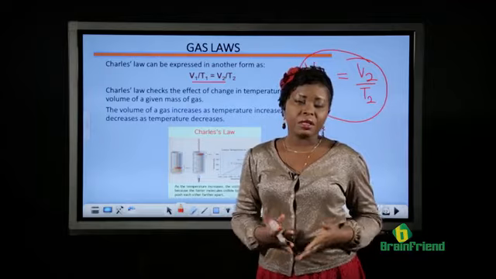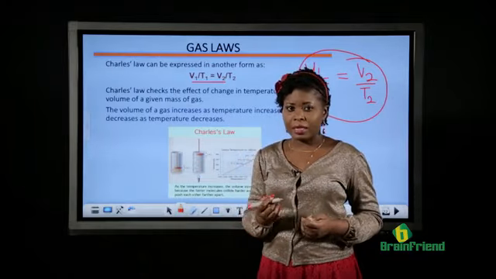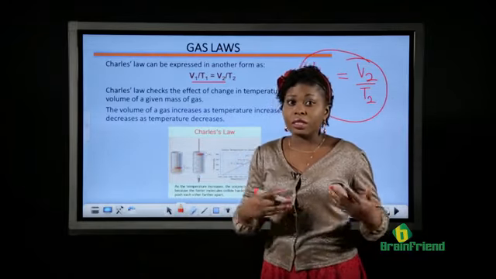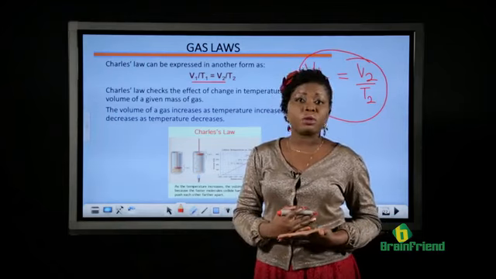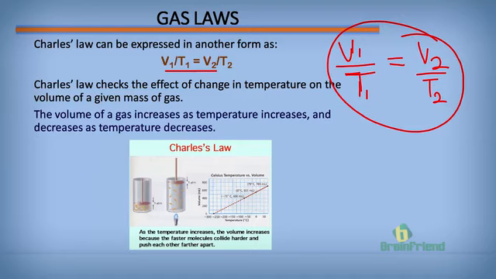Charles' law checks the effect of change in temperature on the volume of a given mass of gas. So if you have this given mass of gas and you apply heat, you increase temperature, what happens to the volume of the gas molecules? If you reduce the temperature, what happens to the volume as well? This is what Charles' law tries to tell us. The volume of a gas increases as temperature increases, and it also decreases as temperature decreases.